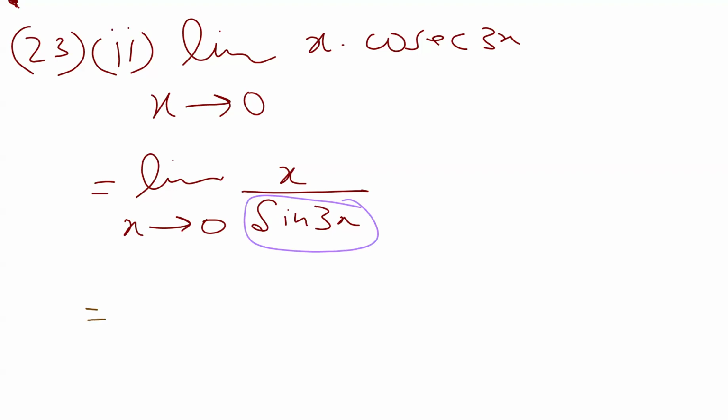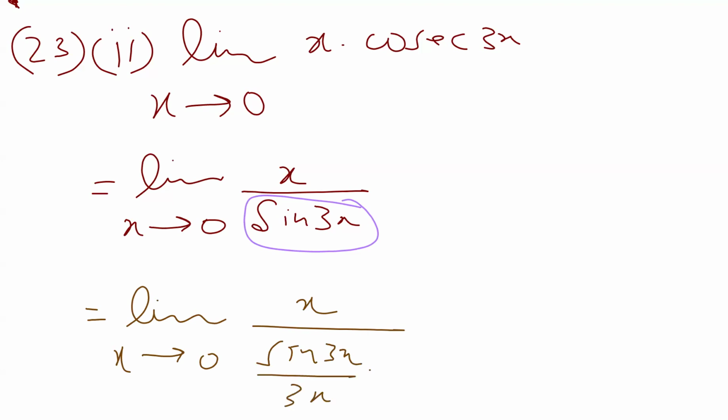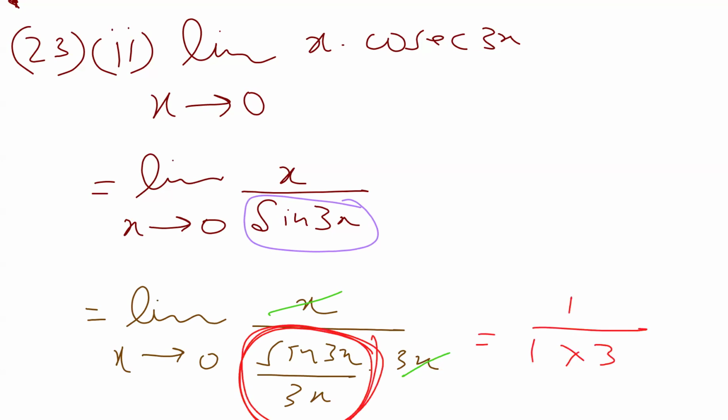So limit x approaching 0, x upon sine 3x, 3x and 3x. This x and this x is getting cancelled. There is 1 left in the numerator. This is 1. So 1 upon 1 into 3, which is 1 by 3. And since you're applying the formula over here, x is approaching 0, therefore 3x also approaches 0.